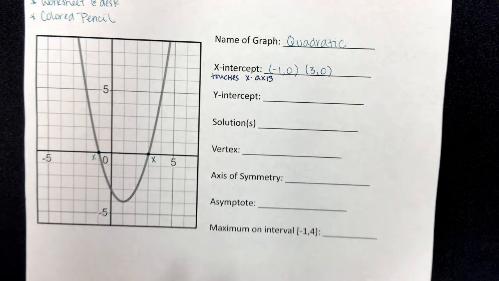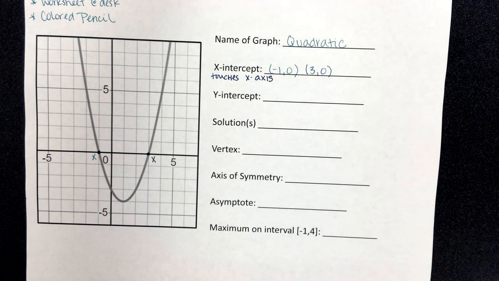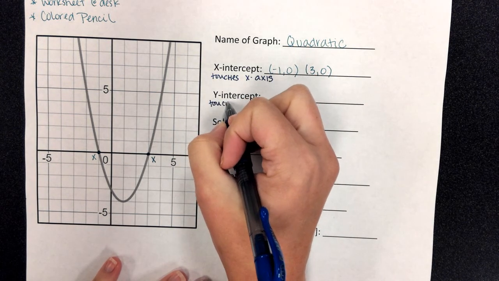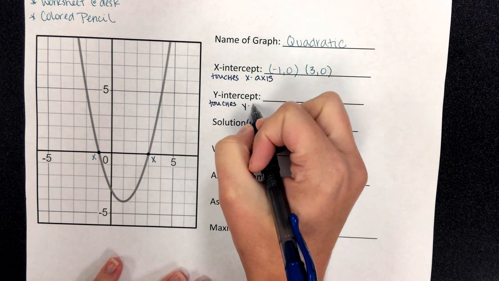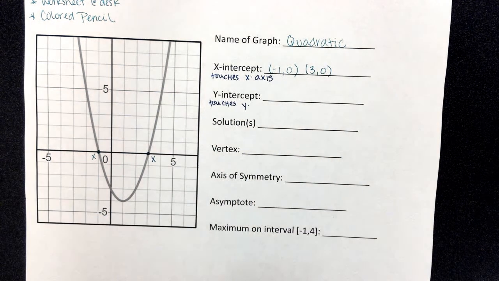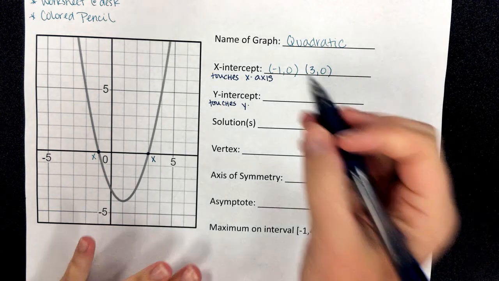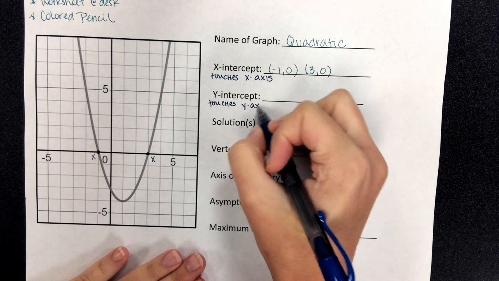Okay? Samuel, how do I find a y-intercept? Touches the y-axis. So far everybody says crosses. Does it have to cross through, or can it stop and just touch it? It can stop and touch it, so make sure you know that too, okay? So it touches the y-axis.